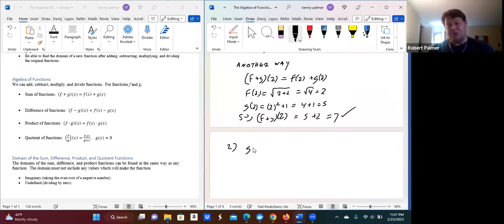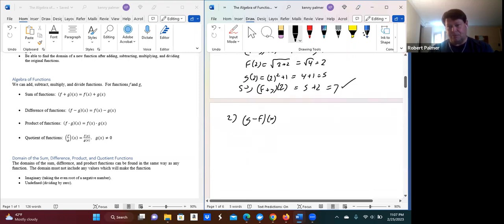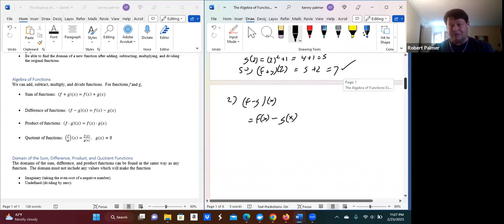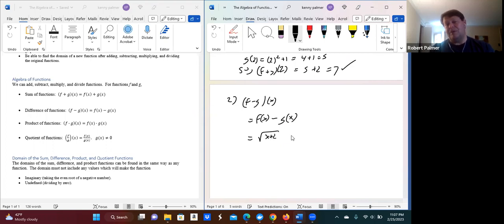This time, let's do g minus f of x. Actually, let me change that to f minus g, because there's something important to show you. So this will be different from g minus f. Now, our rule says this is going to be f of x minus g of x. And since the order is important in subtraction here as well, we have f of x, which once again is the square root of x plus 2, then minus g of x.